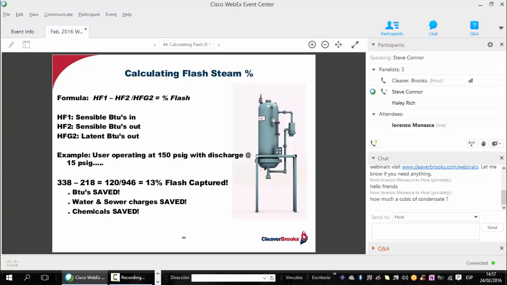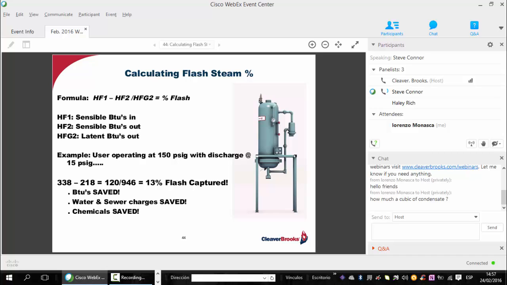All right, so I need 338 BTUs to bring that up to boiling at 150 pounds. My sensible energy in the 15-pound line is 218 BTUs. So I subtract the two, and I come up with 120. I then divide that by the latent energy of the 15-pound steam, which is 946. So when I go through the math, I have 13% flash steam captured. So HF1 is the sensible energy from your steam tables at the high pressure point, at the discharge point from the user.